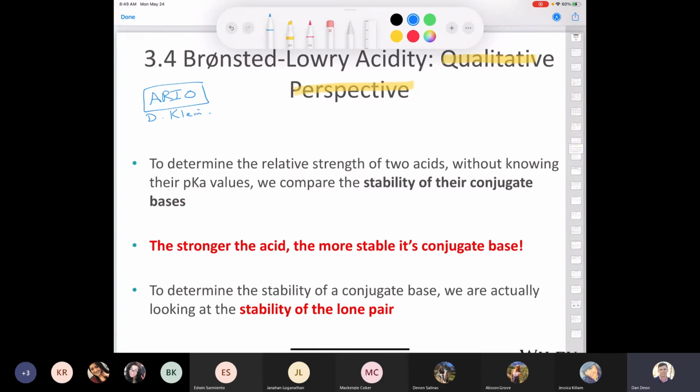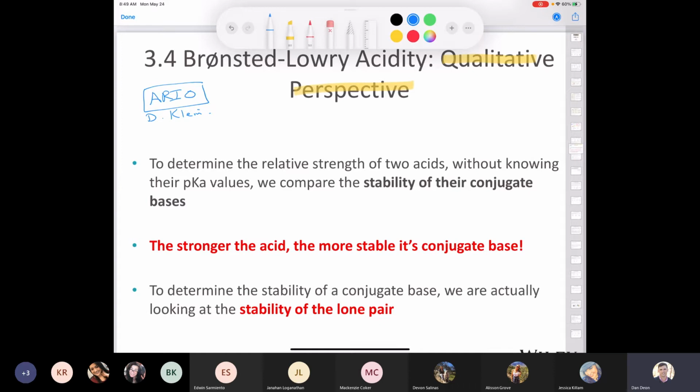It says, to determine the relative strength of two acids without knowing their pKa values, we look at the stability of their conjugate bases. Now, we did a question like that, right? Question 3.5, where we took the conjugate bases, then we determined the pKa's, but we did it quantitatively that time. Now we're going to look at it qualitatively, right? Because the stronger the acid, the more stable its conjugate base.